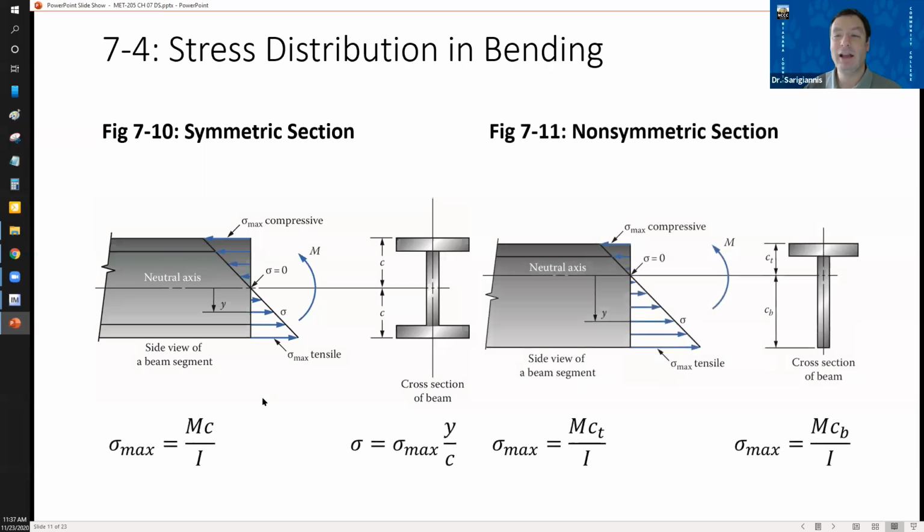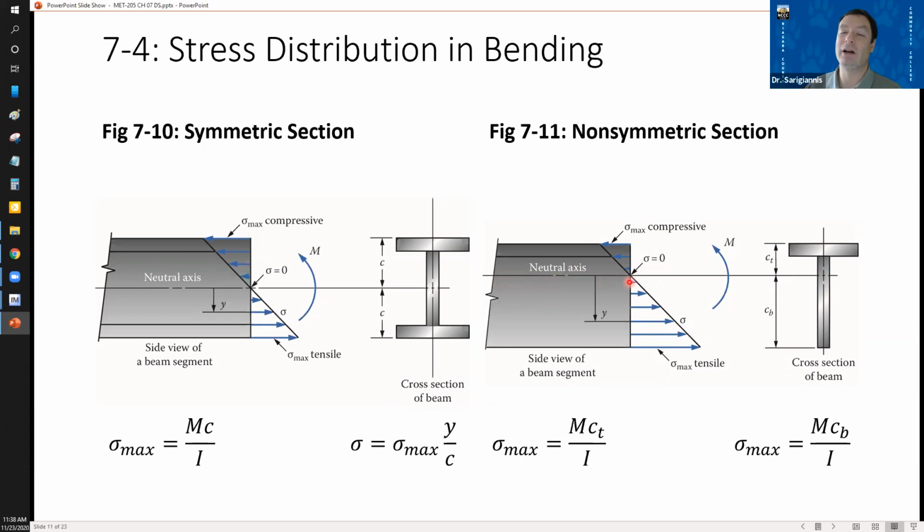Now, if you have a non-symmetric section, you have something like this, right? Look at the top. The top has this flange here. The bottom is this straight section. Notice the centroid now is moved up. So your neutral axis is up here.